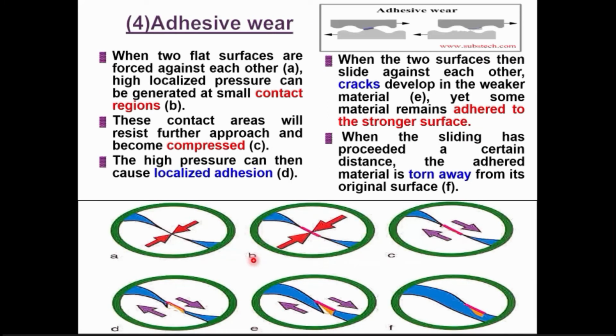Adhesive wear is as indicated by the name. So there will be joining of two surfaces together. And when we apply further stresses, the softer surface will wear off. If you see here in this picture, two surfaces are joined together, so there is adhesion. And when we slide these two surfaces, the weaker surface will wear off. The weaker surface will break, and the stronger surface will not break.